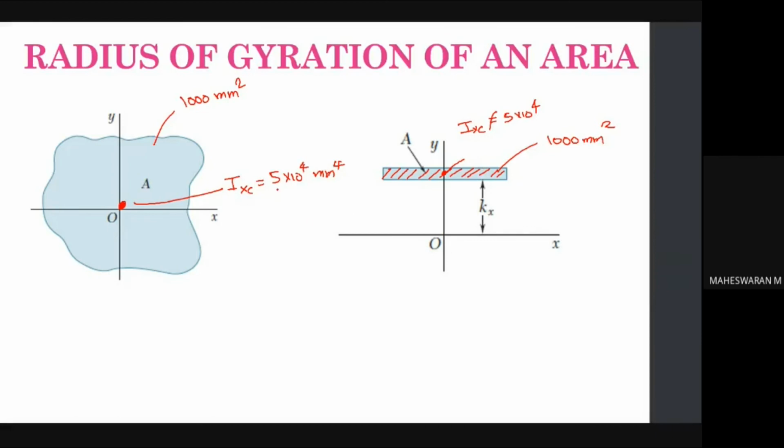But if I want the same value, Ixc is equal to 5 into 10 power 4, right? It will be at a different location. For example, it is at this point. At point O, I am getting this Ixc as 5 into 10 power 4 mm power 4, right? So now the distance between the particular area and the related moment of inertia, that distance we call the radius of gyration, right? So that distance we call the radius of gyration.